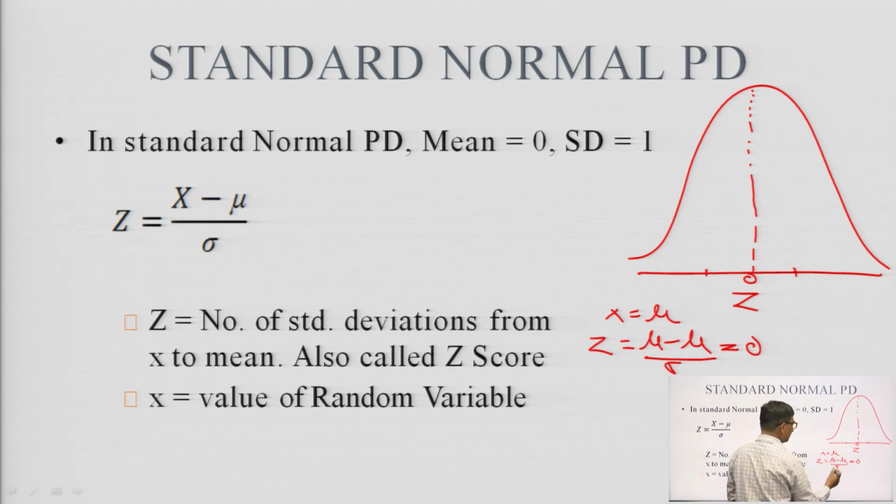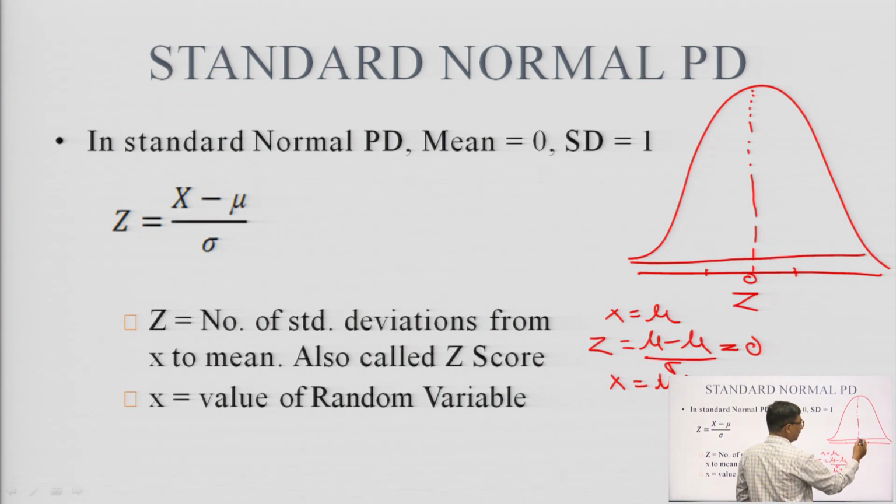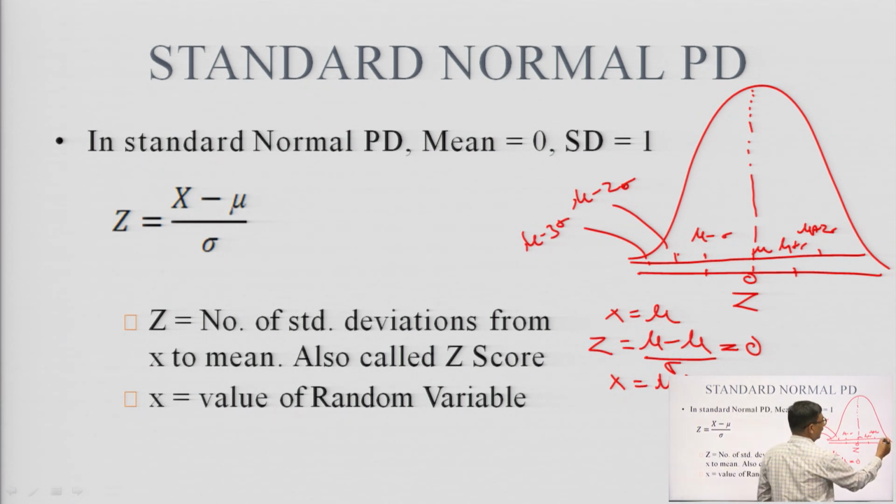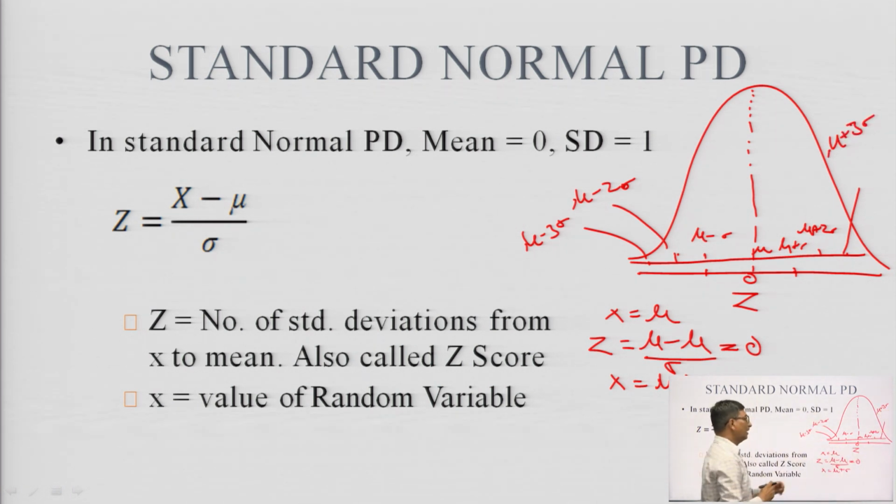At this point x is mu plus sigma. If we show the x axis here, this is mu plus sigma, this is mu plus 2 sigma, here mu minus sigma, here I write mu minus 2 sigma, and for the third point mu minus 3 sigma, and here we write mu plus minus 3 standard deviation. This is the x axis, and now we are transforming it into the z axis.